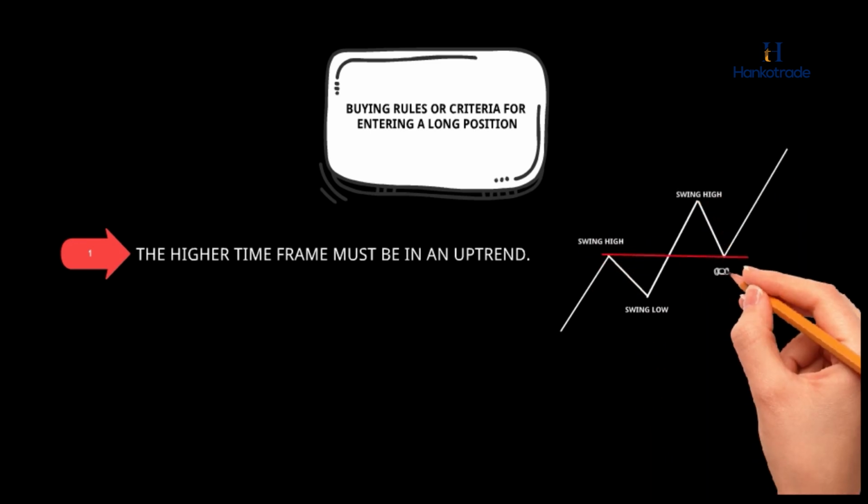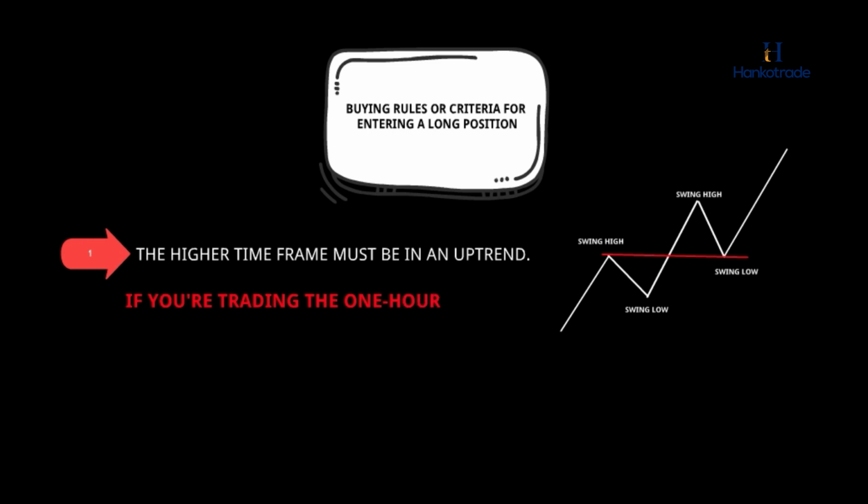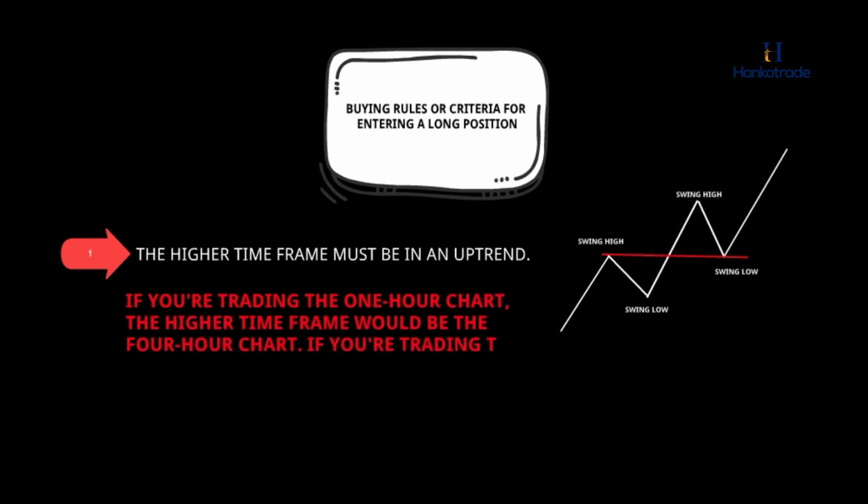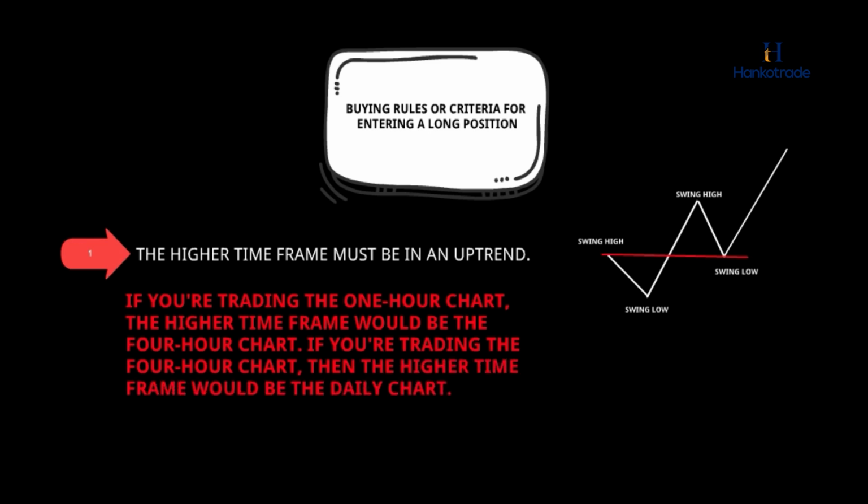The higher time frame must be in an uptrend. This means that on the higher time frame, the market should be making higher highs and higher lows. For example, if you're trading the 1-hour chart, the higher time frame would be the 4-hour chart. If you're trading the 4-hour chart, then the higher time frame would be the daily chart.